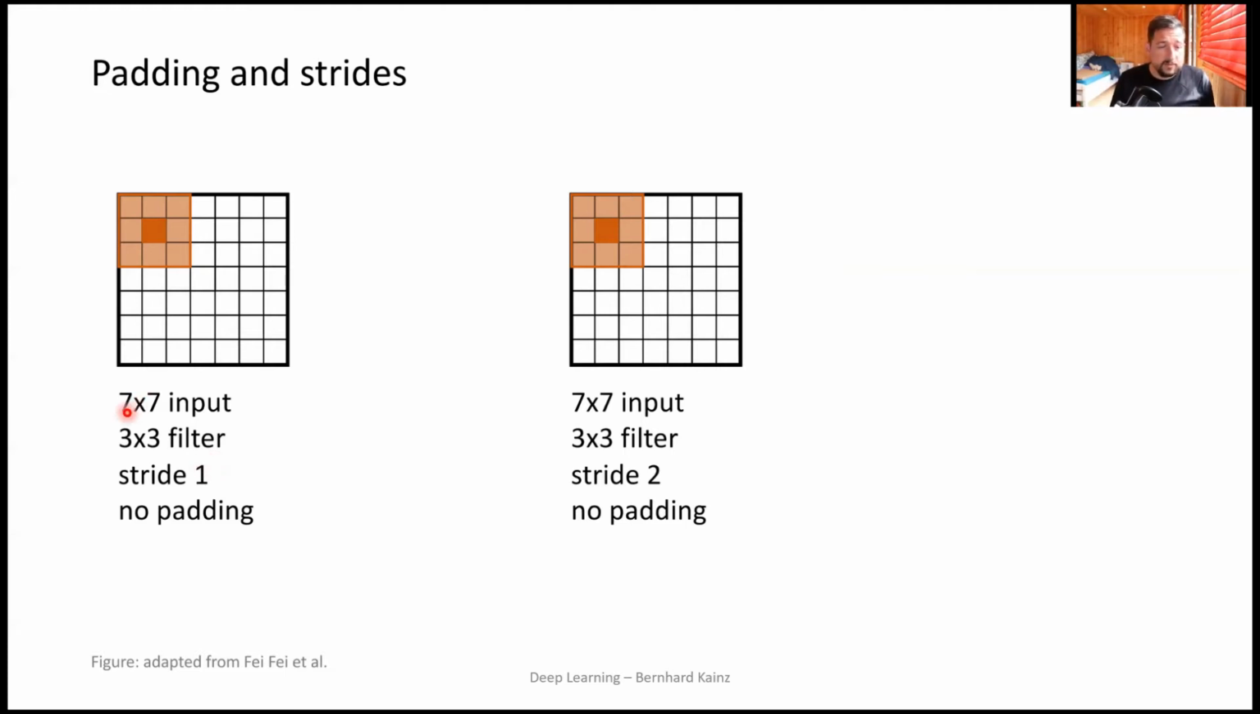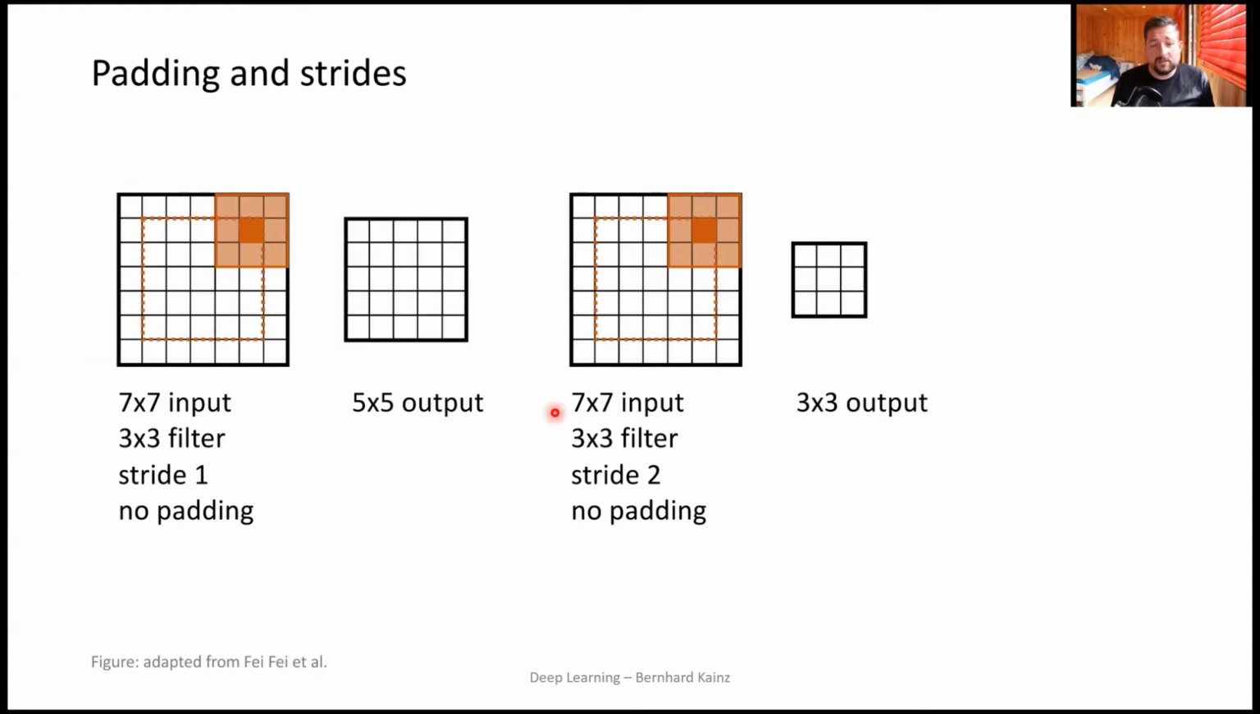So I can, for example, take a 7x7 input and move a 3x3 filter over this input with stride 1 and no padding. Now think about what the output size will be. I'm losing 1 per side, right? So I have a 5x5 output.